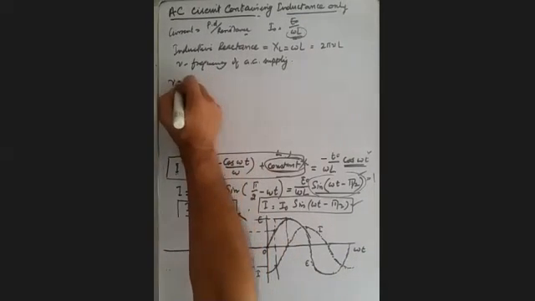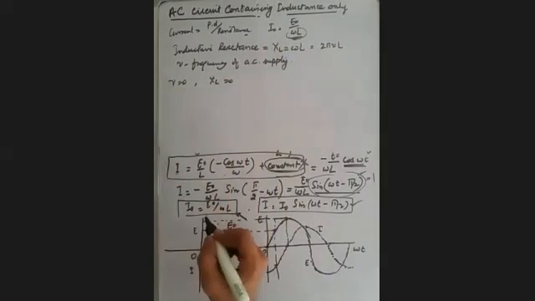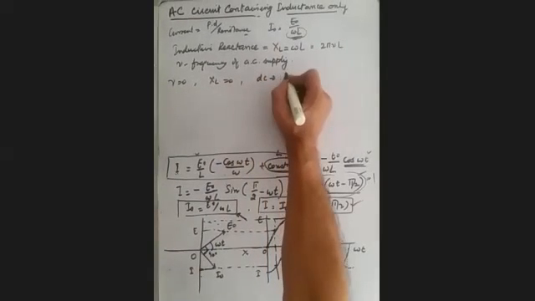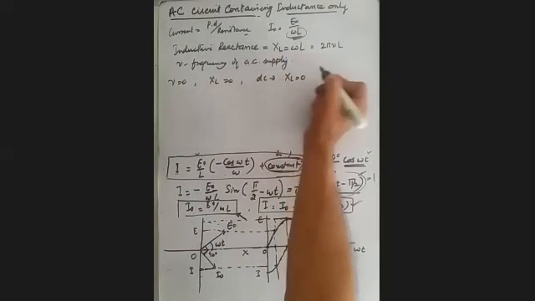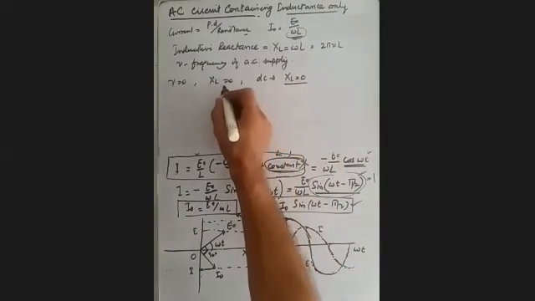Now when nu is equal to 0, XL will also be equal to 0. That means when DC is supplied to an inductive circuit, the value of inductive reactance is 0. That means it does not oppose the current. So there is no opposition to the current by the inductor when DC supply is given to the circuit.